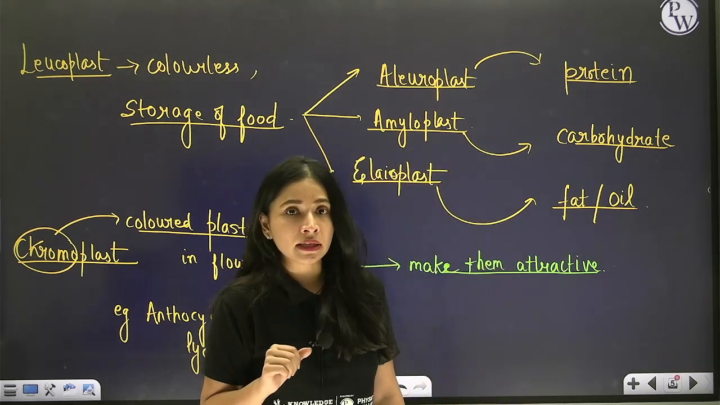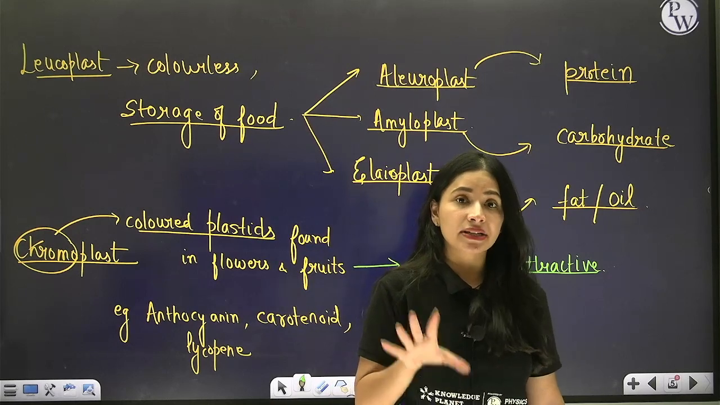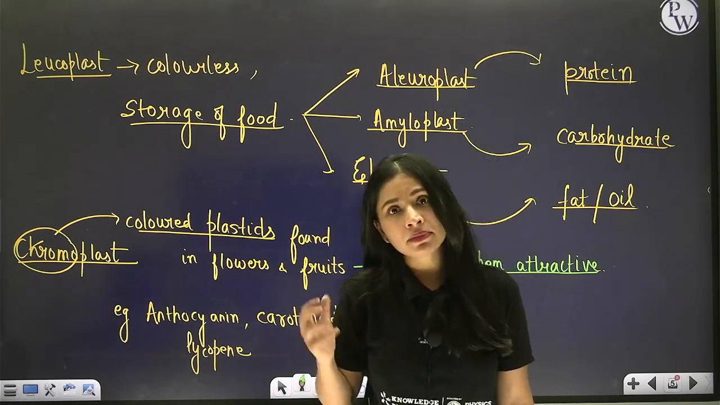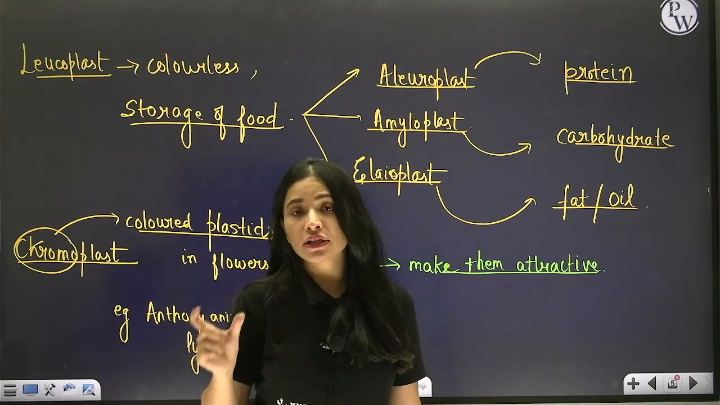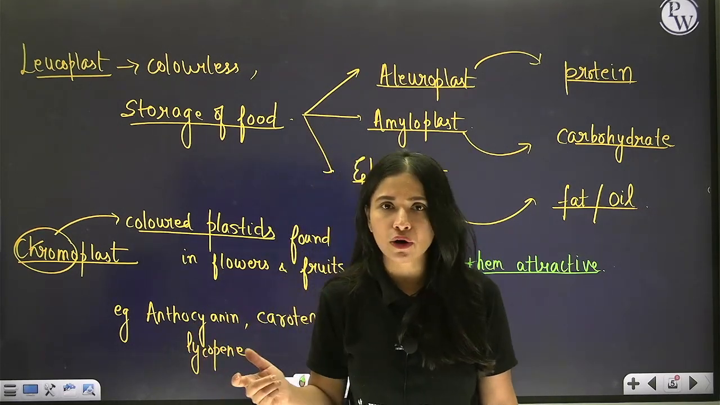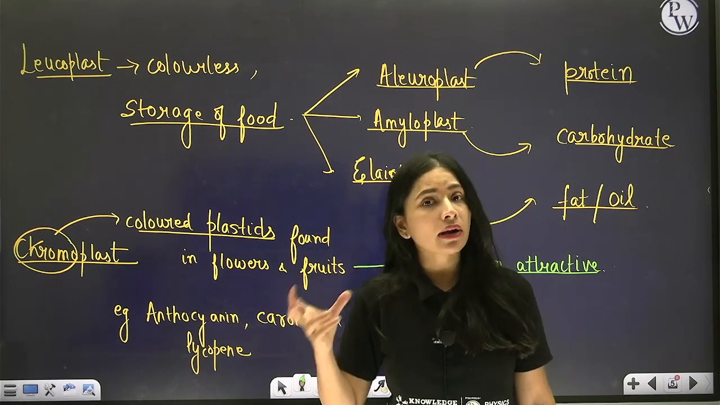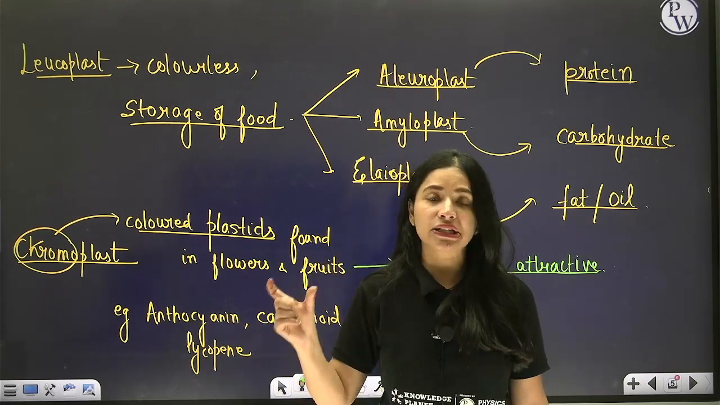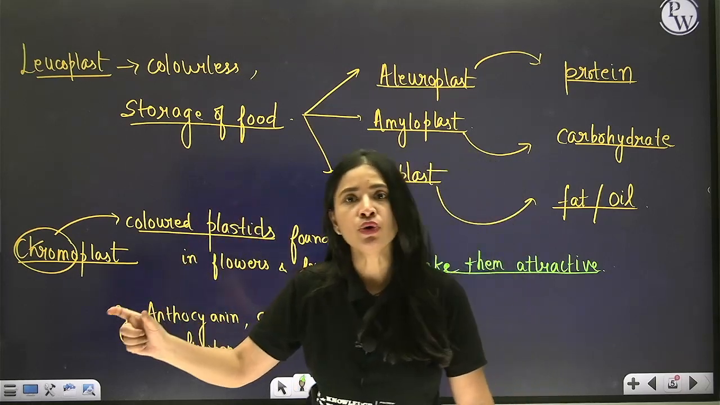Why are they green in color? Because in them, the cells are rich in chloroplast. Now, when the time comes, when they ripen, the color changes from green to yellow. Why so? Because now the fruit has ripened, because of which the form of plastid has changed from chloroplast to chromoplast.